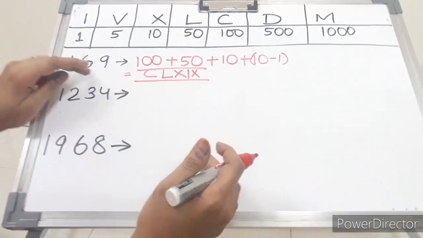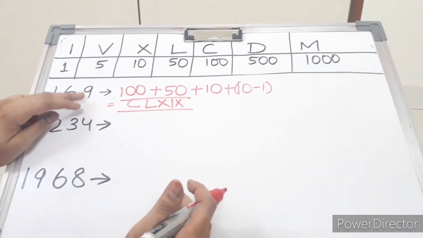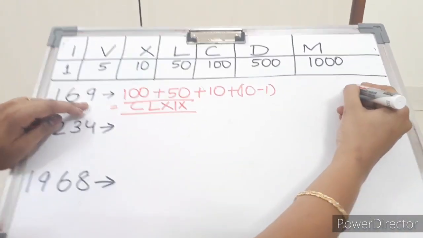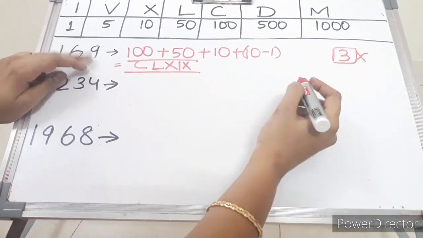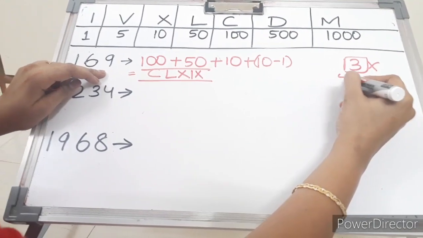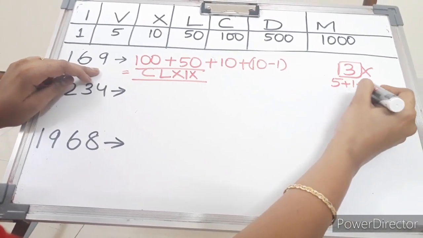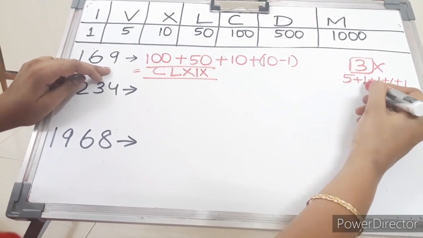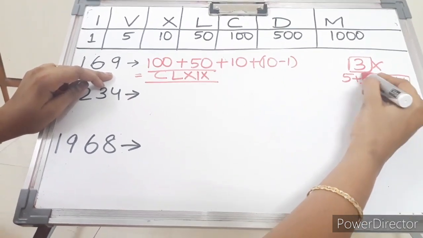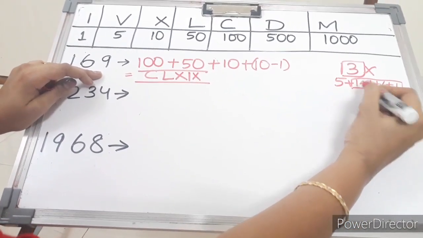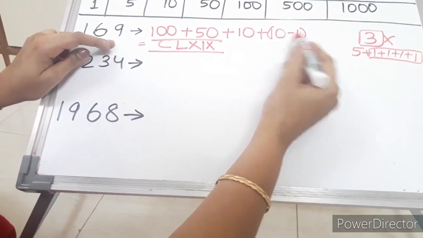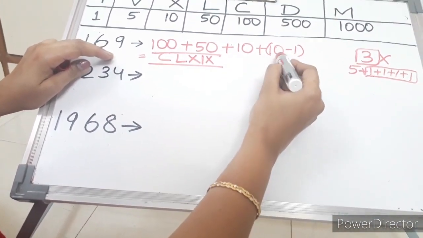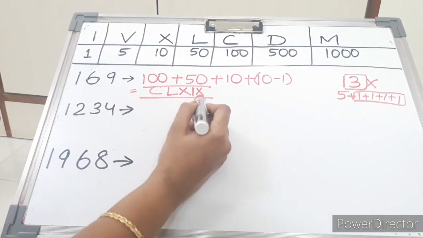Now friends, why can we not do the bifurcation here as 4? Because the same symbol cannot be repeated more than 3 times. We cannot repeat it. If we write it like this, 5 plus 1 plus 1 plus 1 plus 1, then what happens? This is repeated 4 times, which is wrong according to the rules of Roman numerals. So what we have to do is see it the other way. Now you can do 10 minus 1. So here it is 9.